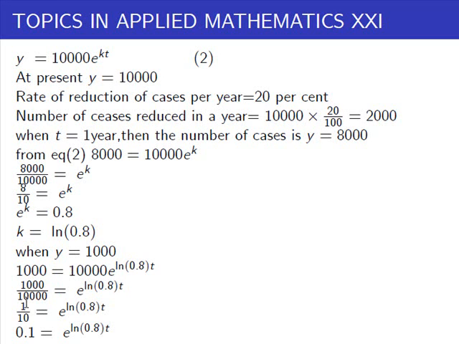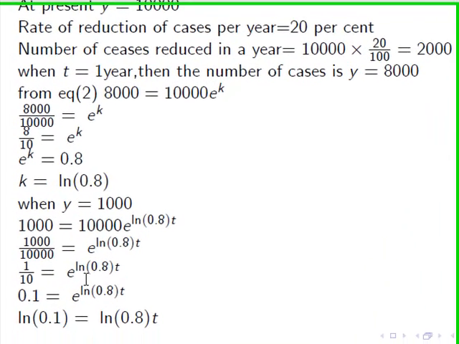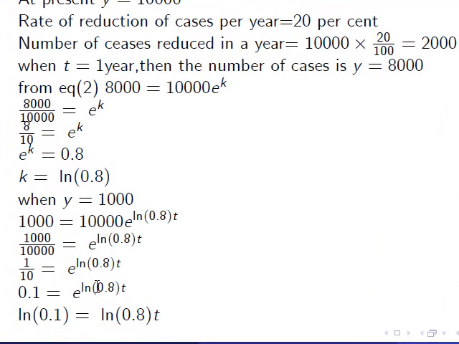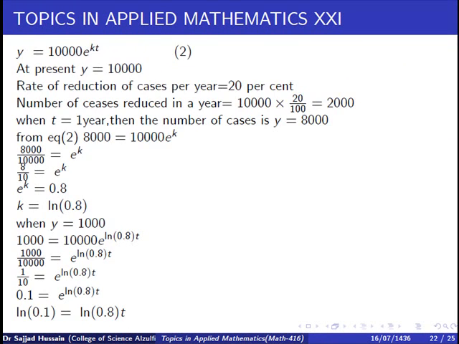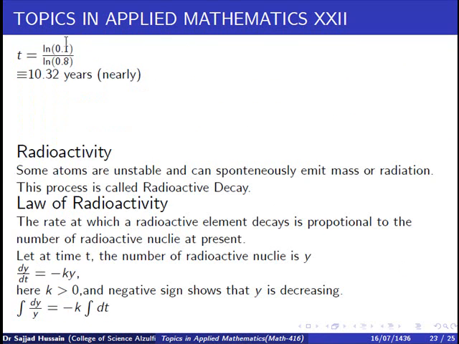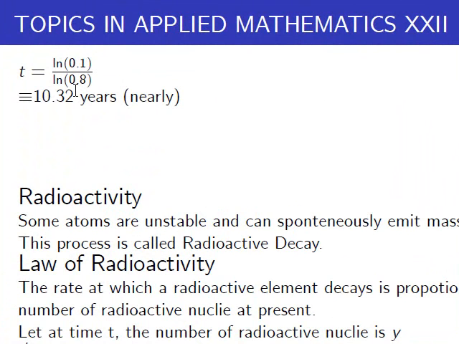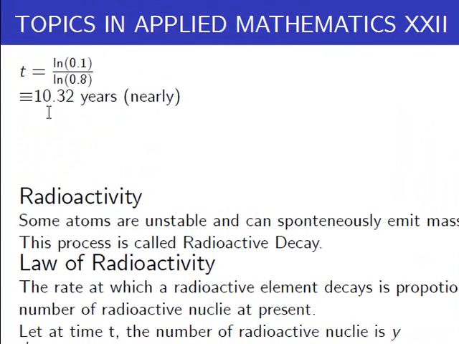Simplify the left hand side. We have 1 over 10 is equal to e to the power log 0.8 t. This is 0.1 equal to e to the power log 0.8 t. On both sides we take logarithm of 0.1, and when we take logarithm on the right hand side, e is finished, logarithm of 0.8 t, and t is equal to logarithm of 0.1 divided by logarithm of 0.8, and the time will be nearly 10.32 years, the required time.